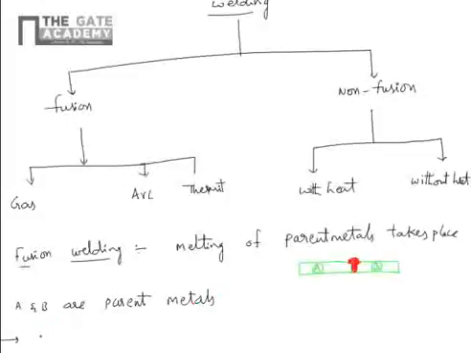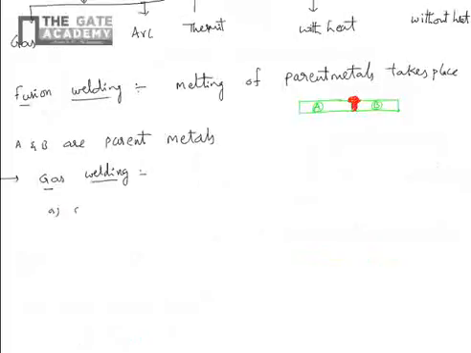So next, gas welding. In gas welding, we send the gas in through the hose pipes, and the flame will generate. Because of heat, the parent metal will melt and the joint will form. In gas welding there are four types majorly. One is oxyacetylene welding.